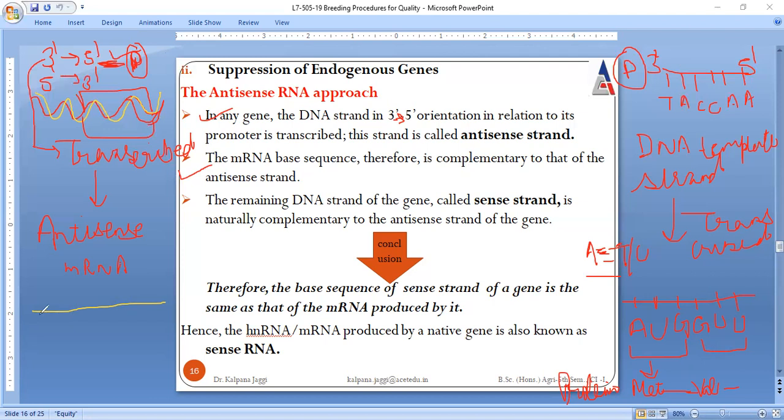And you know, this sense strand is naturally complementary to it, because the two strands are always complementary to each other. The bases of this strand are going to be complementary to this one, right? So obviously, the remaining DNA strand of the gene is said to be the sense strand. It is going to be complementary to the antisense strand. That means, what was the base sequence of the antisense strand? It was T. So here it is going to be A.